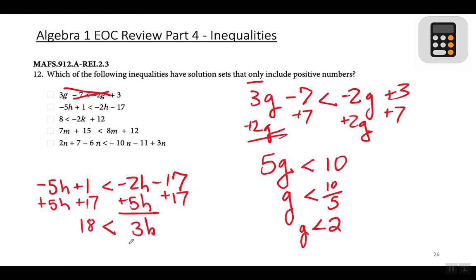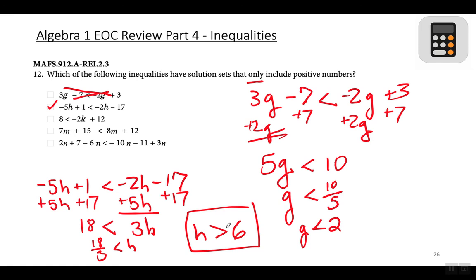3h greater than 18, so h is greater than 18 divided by 3. So h is greater than 6. Those are only positive numbers, so that one's correct. If h is greater than 6, those are only positive numbers, okay?